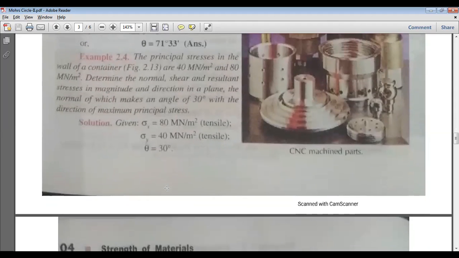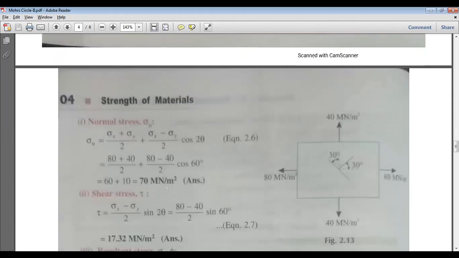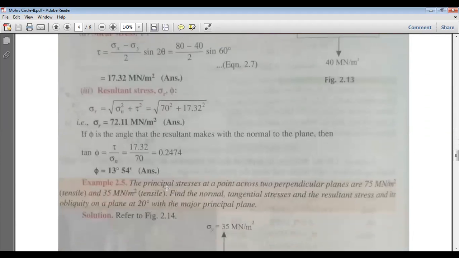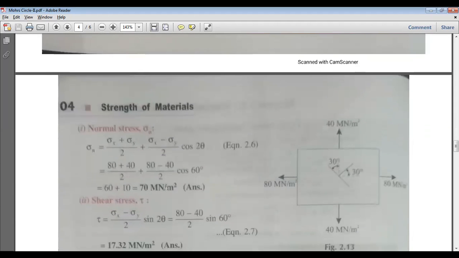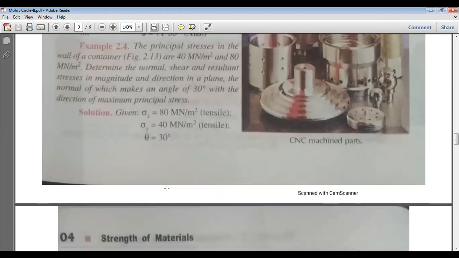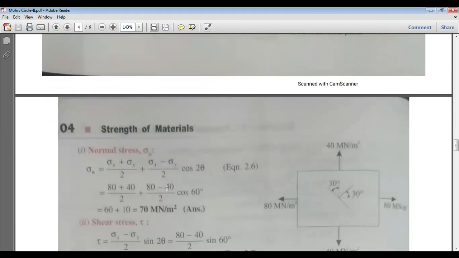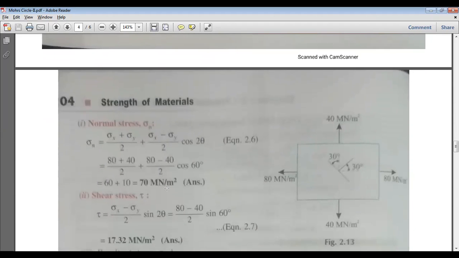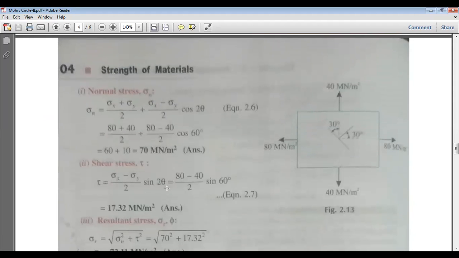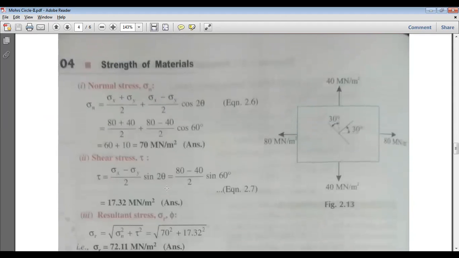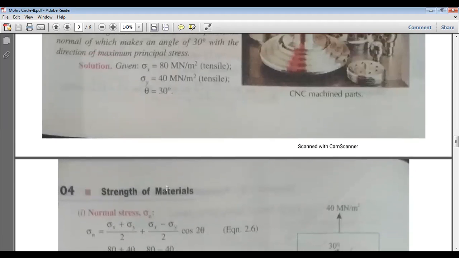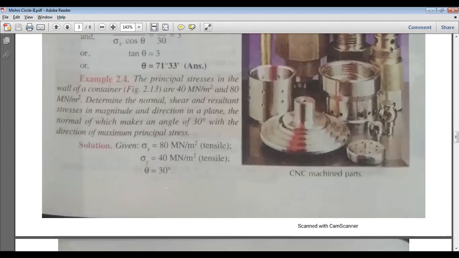Similarly, we'll be solving more problems with the analytical method. It is the same basic concept. If the basic concept is clear, there is no problem. We will be finding normal stresses and shear stresses. You can put the values directly into the formula and you will find the normal stress. This is almost the same problem that we have solved earlier.